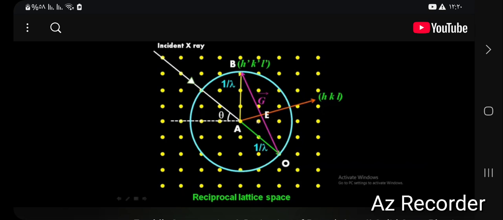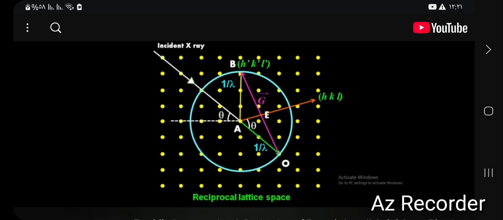And AE is perpendicular to this reciprocal lattice vector, meaning the reciprocal lattice plane, so AE would be the (hkl) plane, because AE represents the direction of the direct lattice. Now suppose this angle is theta. This angle is also theta because it is the opposite angle, so angle EAO will be theta. Now by construction we constructed AE perpendicular to OB.